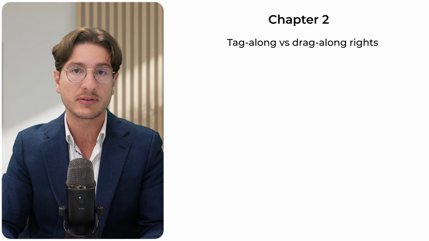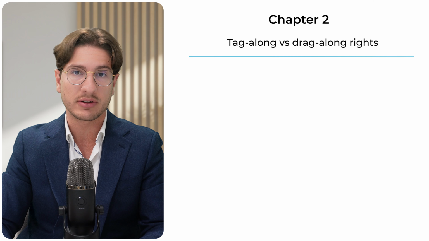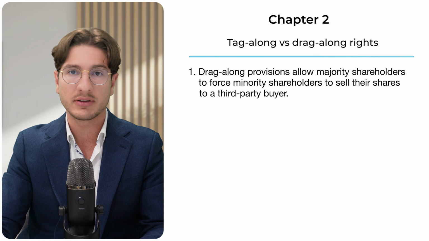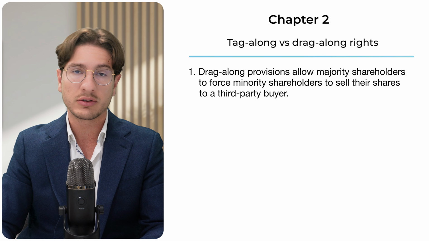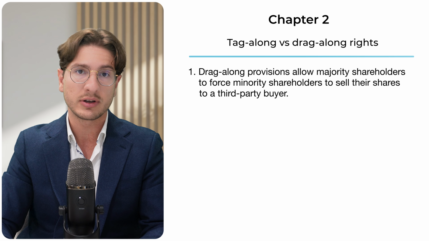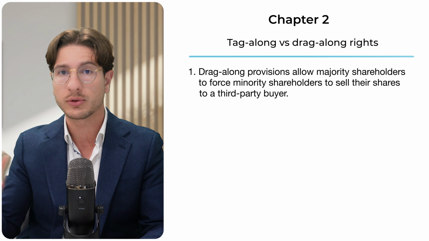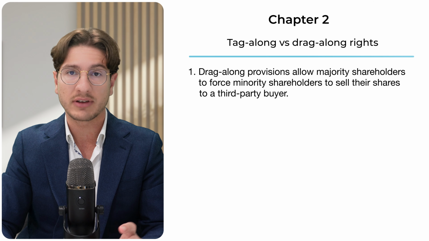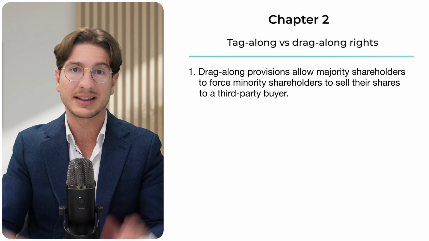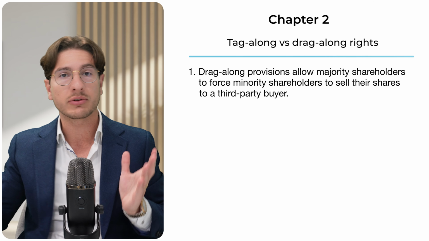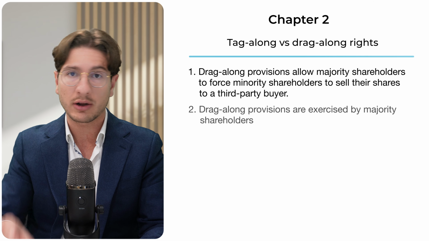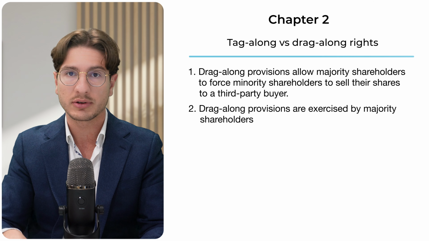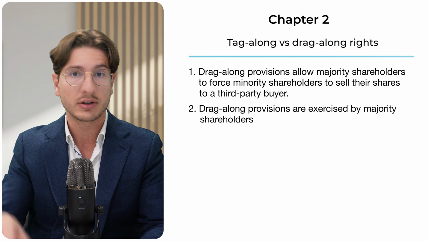What are the key differences? So we've discussed tag-along provisions. Now let's define drag-along rights. In short, drag-along provisions enable majority shareholders to force minority shareholders to also sell their shares to a third-party buyer. So as opposed to tag-along provisions, which are exercised by minority shareholders and they can tag along and, if they want, also sell their shares to a buyer, drag-along provisions are exercised by majority shareholders and they force minority shareholders to sell their shares to that buyer.